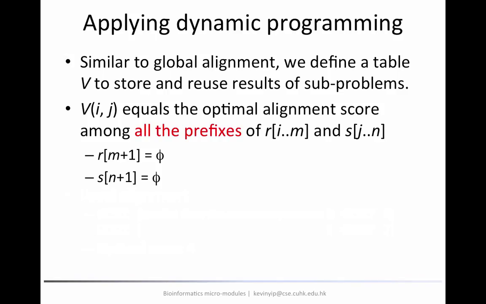Now, how can we find out the optimal alignment and optimal alignment score? Again, we want to use dynamic programming. We again define the table V, where Vij equals the optimal alignment score of some subproblems. In this case, each entry in the V table does not correspond to only one subproblem, but rather a set of subproblems.